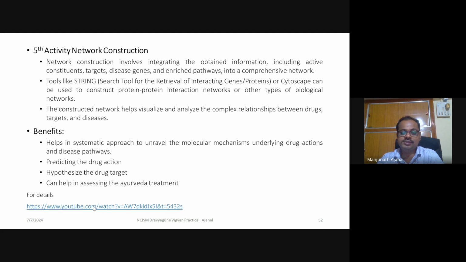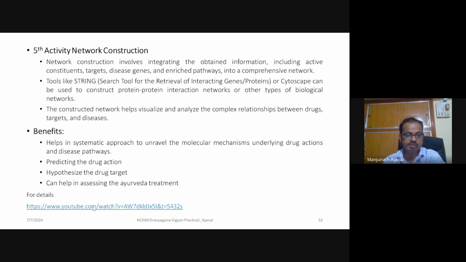Once you have all these data, with the help of some free online software like STRING or Cytoscape, which are free, you can construct the network. So that the student can learn which diseases the particular drug has affinity for, and they can hypothetically predict how effective this particular drug is. So this is what network pharmacology is.